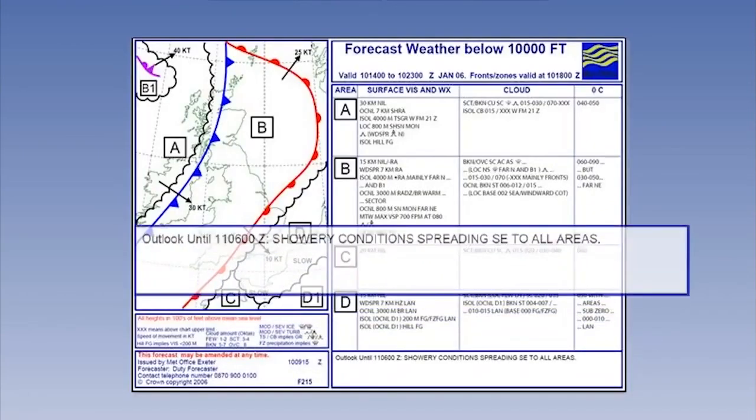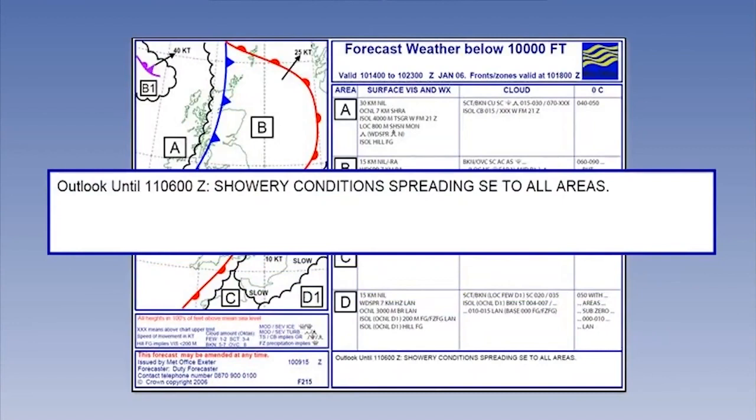At the bottom of the chart is a brief line or two of text, which summarizes the outlook for 12 hours after the expiry of the main chart map at 1800 Zulu. This outlook does not go into precise detail about cloud heights and weather phenomena, but gives an indication of how the synoptic situation is expected to change.